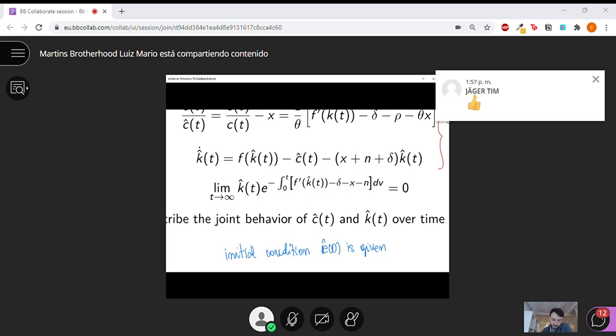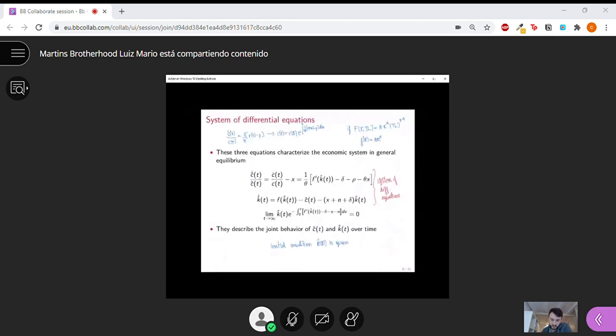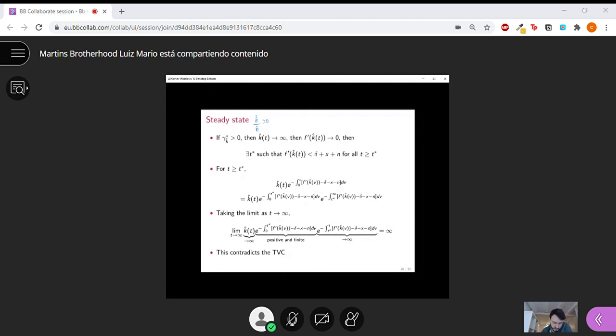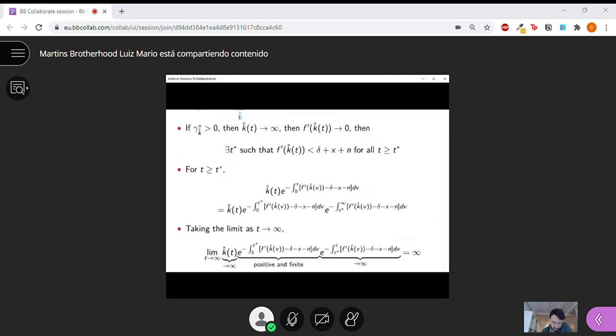Let me prove it to you mathematically. Okay? We have 2 minutes. So that's the proof here. If f prime of k hat goes to 0, there must be some time period, t star, such that delta plus x plus n becomes greater than the marginal productivity of capital for all time periods after this threshold time period. Okay?